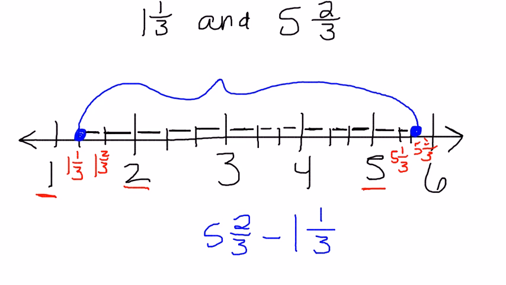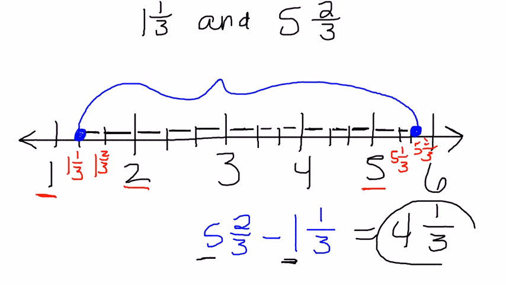Well, 5 minus 1 is 4. There's already a common denominator, so we can just subtract the numerators. 2 minus 1 is 1, and we keep our denominators. The answer is 4 1/3. That's the distance between 1 1/3 and 5 2/3.